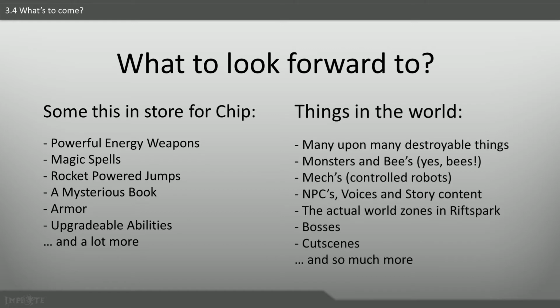And in terms of the world, there are going to be many upon many destroyable things. The reason why only the cactuses in the world are currently destroyable is because I haven't had the time to put together more graphical assets, because for each destroyable thing, you need to have one object that is a solid thing, and one version that is the destroyed version. And then you apply physics to the parts of the destroyed version, which makes it collapse or fly away or scatter when you strike it with something.